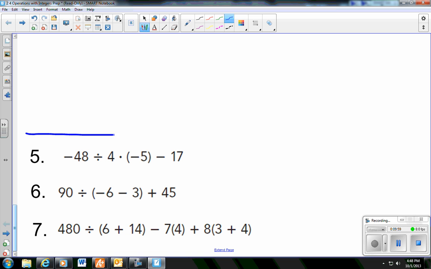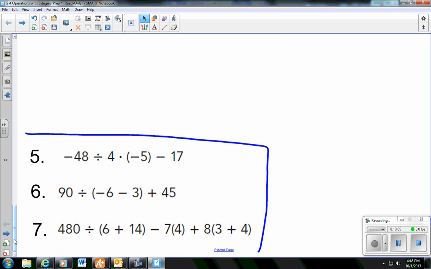Okay, here are your problems to try for homework. So do these 5 problems here, show all of your work, and bring those to class with you tomorrow.